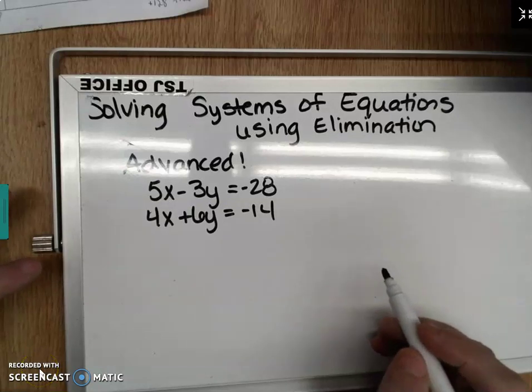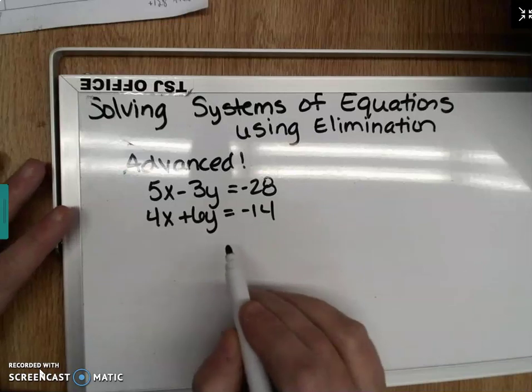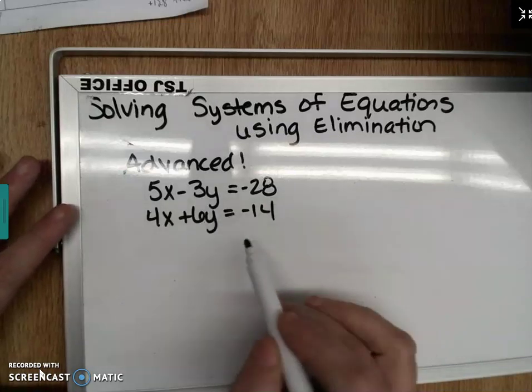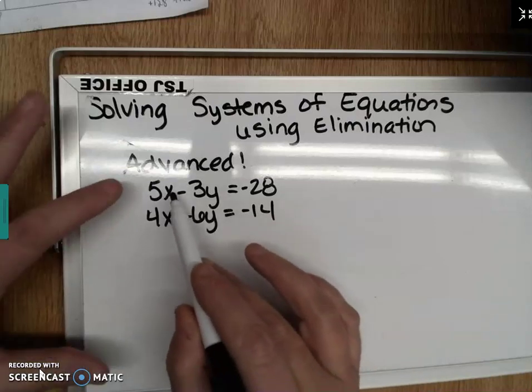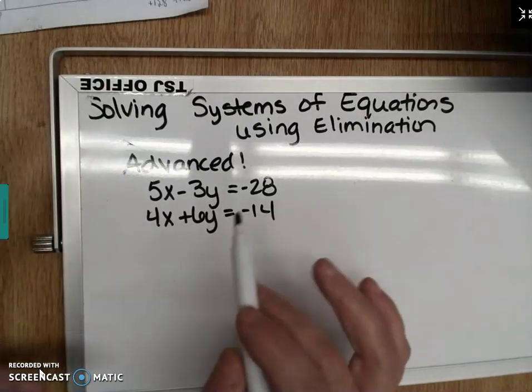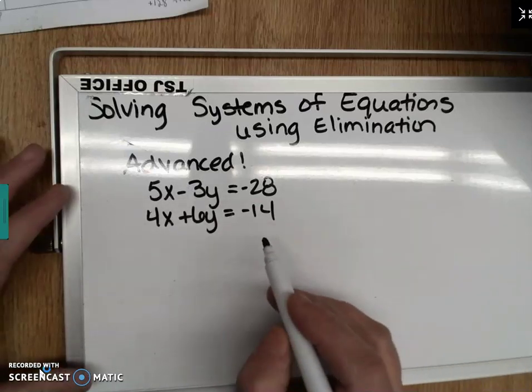Solve a system of equations using elimination that's a little bit more advanced than the last one. In this one, there's no obvious way to eliminate one of the variables. Whether I add or subtract the x's, I'm not going to get 0. If I add or subtract the y's, still not going to get 0.